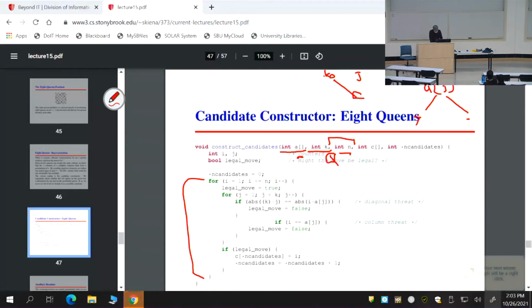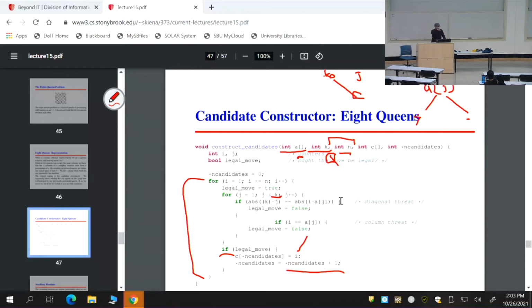If position I survives the challenge for all k queens, then I is a legal candidate, and I'm going to add it to my list. I is a candidate, and the number of candidates gets bumped up by 1. Okay? And this is the heart of the 8-queen solution. Any questions about what we're doing here?